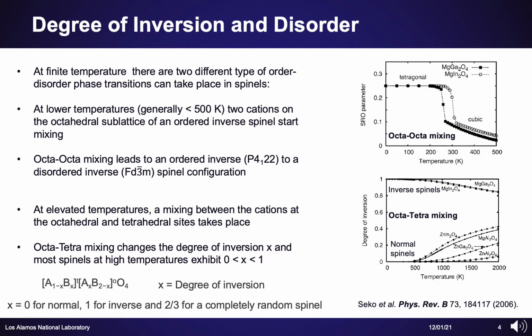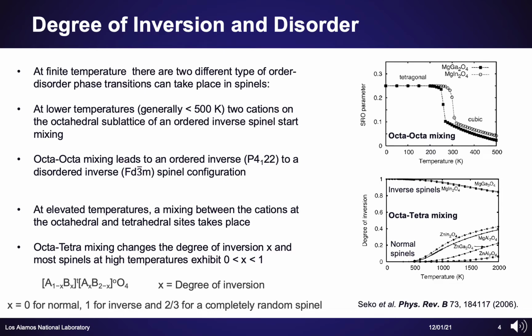As the temperature is further raised, a mixing between the octahedral and tetrahedral sites starts taking place. At this point, the degree of inversion x starts changing. At a finite temperature T, x is essentially defined as the amount of B cations appearing on the tetrahedral sublattice. It is 0 for the normal case, 1 for the inverse case, and 2/3 for the completely disordered spinel case.